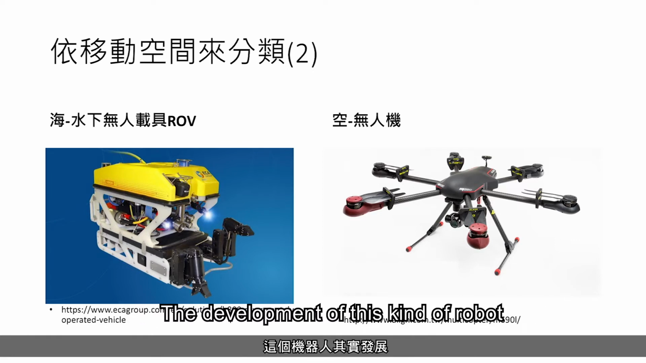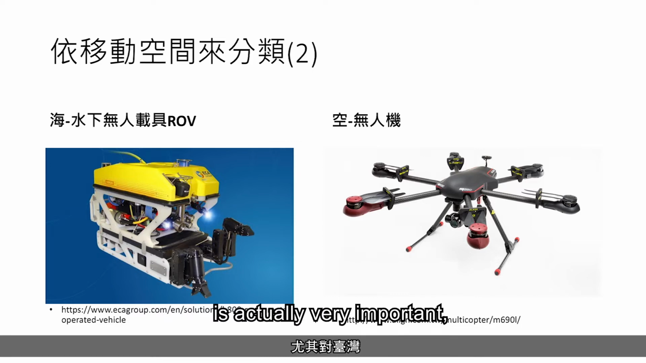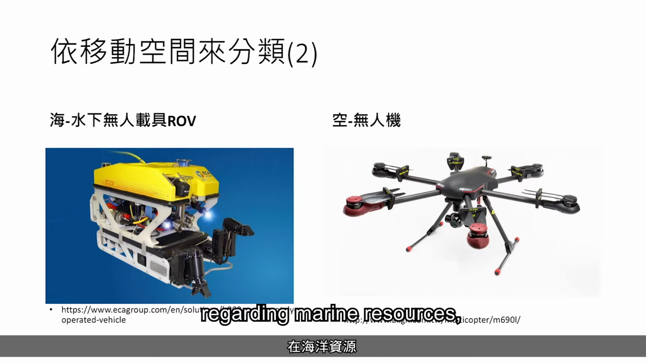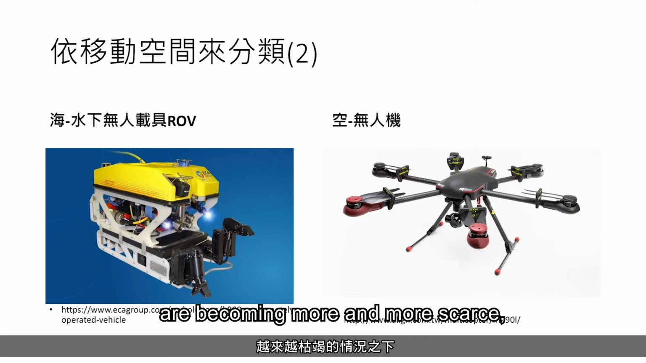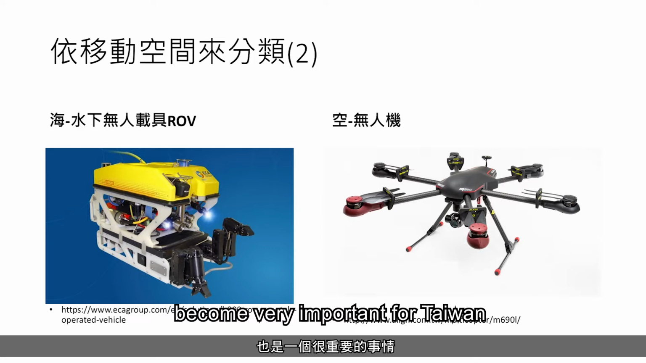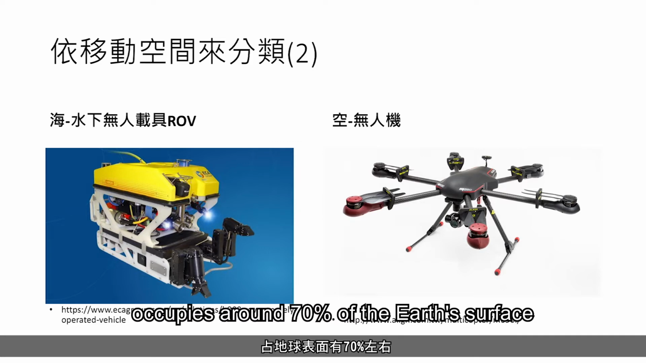The development of this kind of robot is actually very important, especially for Taiwan. Why is that? Taiwan is surrounded by sea. Regarding marine resources, as the resources on land are becoming more and more scarce, the exploration of marine resources will become very important for Taiwan. What is more, the ocean occupies around 70% of the Earth's surface.